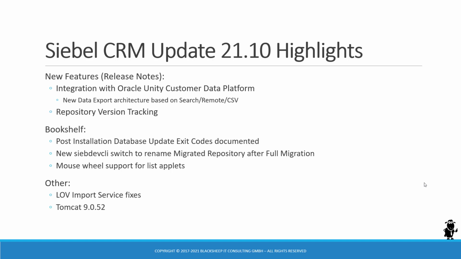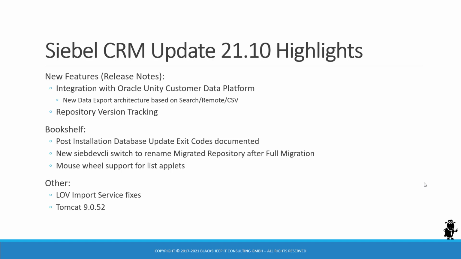Another feature introduced in this release is the repository version tracking. And Bookshelf tells us about the exit codes for the post-installation database update, which are now documented, so you can check, did your post-installation database update go successful or not? The renaming of the Migrated Repository after the full migration is now accomplished with a switch for the siebdevcli client, and we got mouse wheel support for list applets out of the box. Yay!